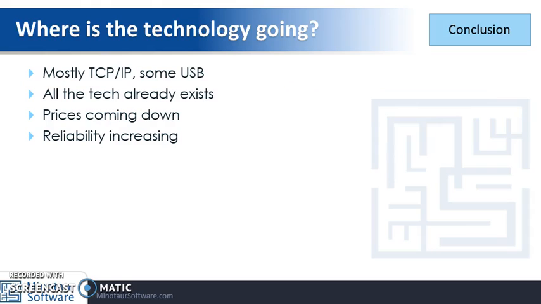Where's the technology going in the future? So we think the future looks mostly like TCP/IP and network devices, and then you'll continue to see USB for simpler formats like mice and keyboards that don't require much networking. All the tech to do this already exists, and the prices are coming down every day, and the reliability hopefully is increasing. So we think that TCP/IP and USB formats, which are both parallel and serial, both have a role to play in connecting hardware devices in the future. So we're continuing to invest in R&D in this area, and that's something that I'll discuss next.